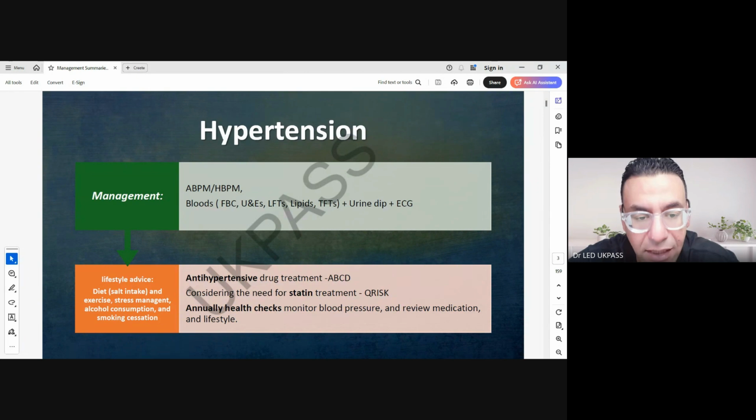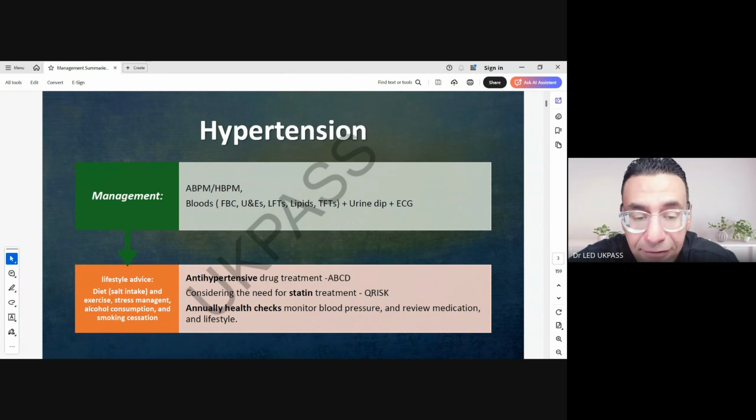But what else? Bloods are very important. Do a full blood count, U&Es, liver functions, lipids, and thyroid function. As we've mentioned before, we are doing this because of complications of hypertension. Hypertension can lead to stroke, TIAs, brain damage, and kidney damage. So all of these are very important to be done, even if you are only suspecting hypertension, while awaiting home blood pressure monitoring.